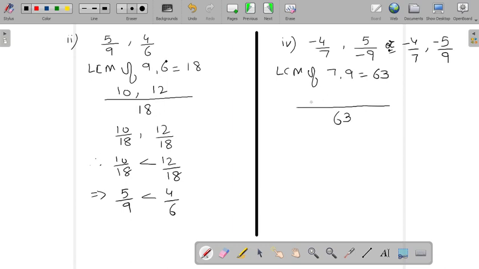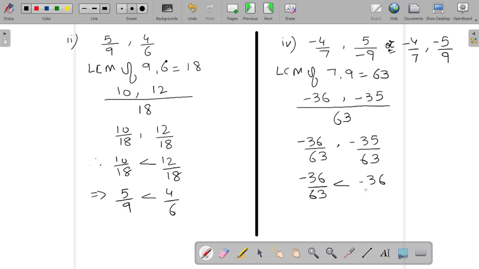63, divide from below: 9 gives minus 36, and 7 gives minus 35. Write them separately. Now you will see which one is greater. So minus 35 by 63 is greater. Put the symbol accordingly. So this is greater, and this is the solution for this part. Therefore minus 4 by 7 is less than 5 by minus 9.